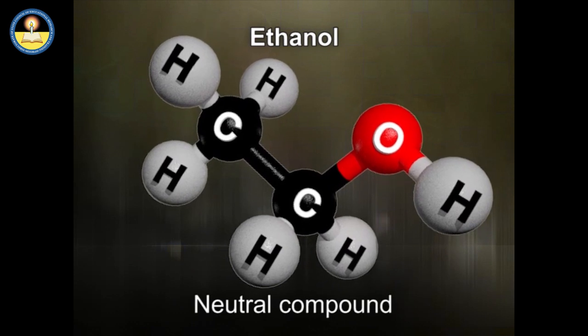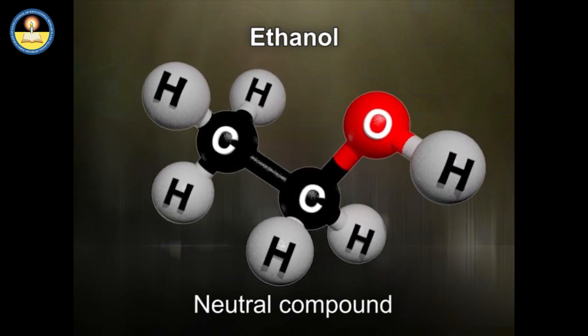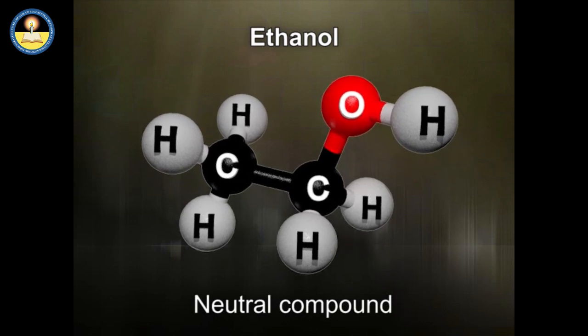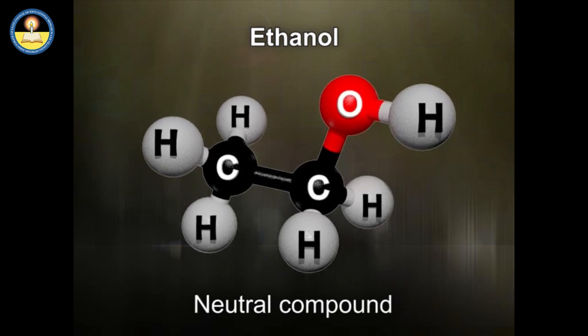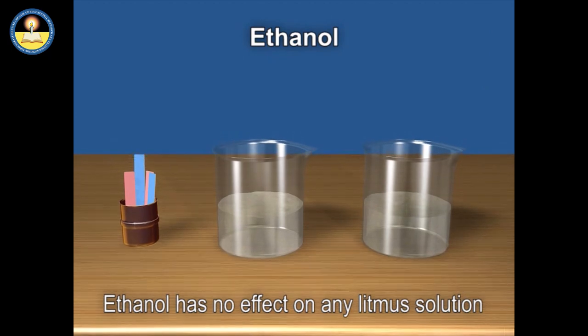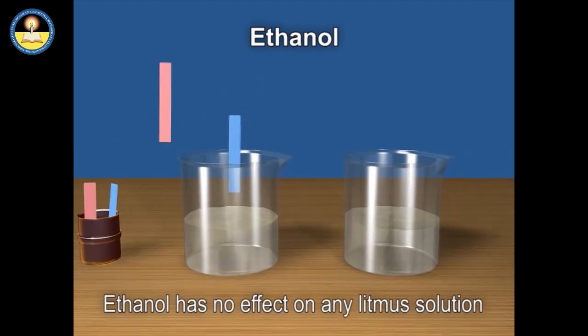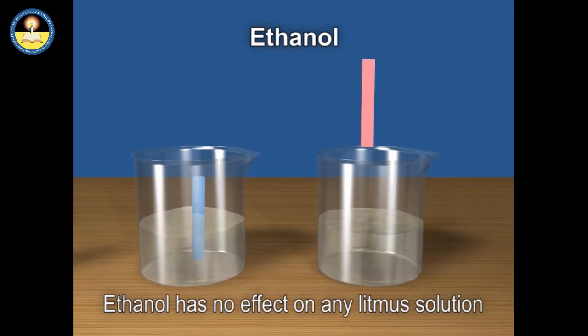Ethanol is a covalent compound. Ethanol does not contain any hydrogen ions, so it is a neutral compound. Thus, ethanol has no effect on any litmus solution. In fact, all the alcohols are neutral compounds and hence have no effect on litmus.